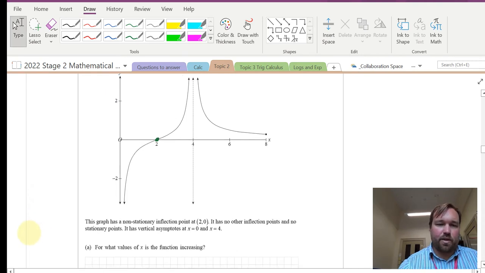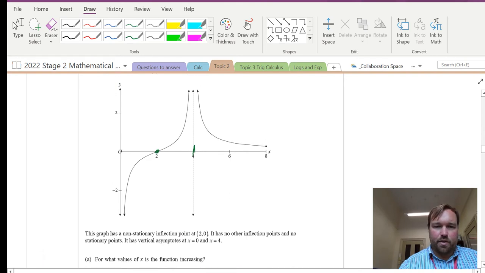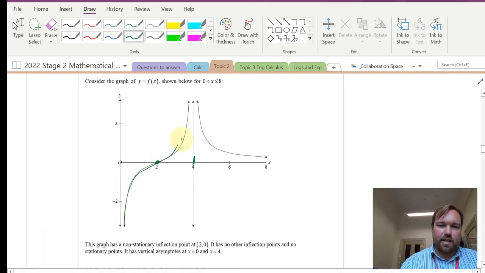Alright, so the function is increasing from 0 up to but not including 4. And in fact, we have an asymptote at 0, so it would be 0 < x < 4. It's those values there when the function is getting larger as we go here. Over here, the function is not increasing.